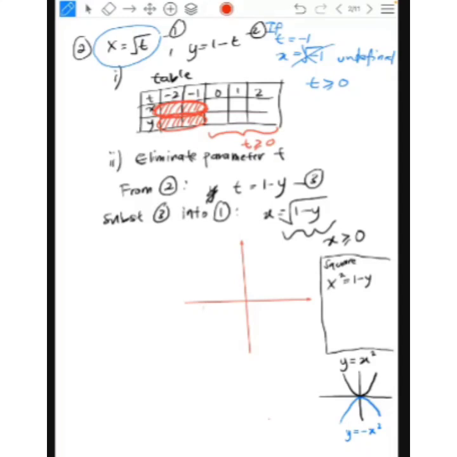So this one is the negative, right? Negative y equals negative x squared. So dia akan jadi yang masam lah. How about 1? So maksud dia yang masam tu dia akan naik 1. So this is the whole curve.